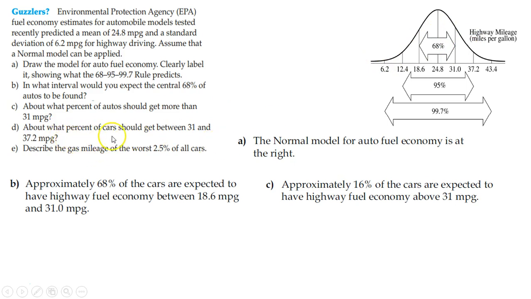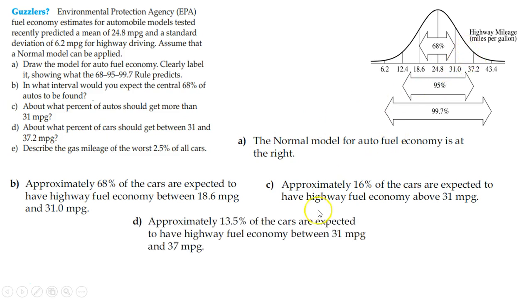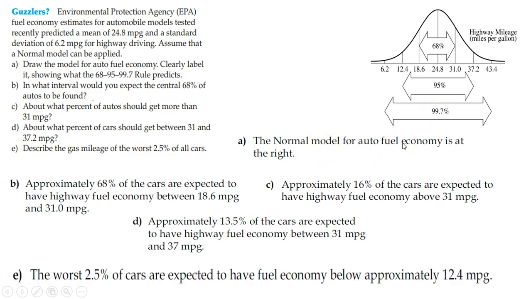And then it says about what percent of cars should get between 31 and 37.2, and that's the 13.5% that I was talking about. And then describe the gas mileage of the worst 2.5% of all cars. The worst 2.5% of all cars are expected to have fuel economy of 12.4 or lower. Describe the gas mileage of the worst 2.5, which would be what's left over here. That's roughly 2.35, and then that's roughly 0.15. So everything from there down. So fuel mileage of 12.4 miles per gallon or worse.